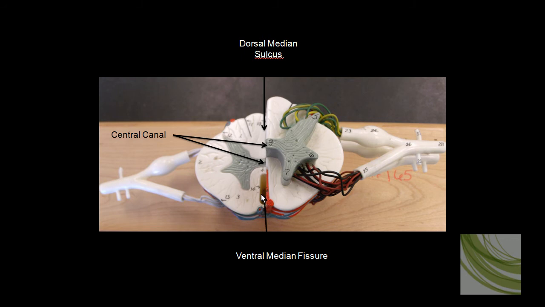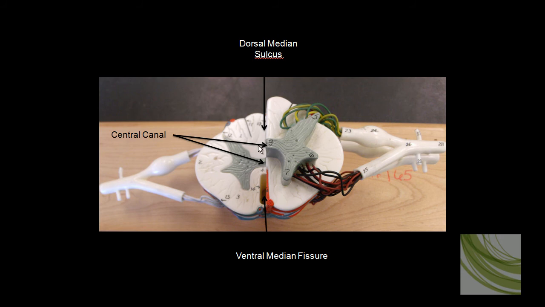Now you may be wondering, how do I tell dorsal from ventral? And actually it's quite simple. The ventral median fissure tends to be very large on this model, whereas the dorsal median sulcus is not. And then you'll look, the dorsal horns are a lot longer.